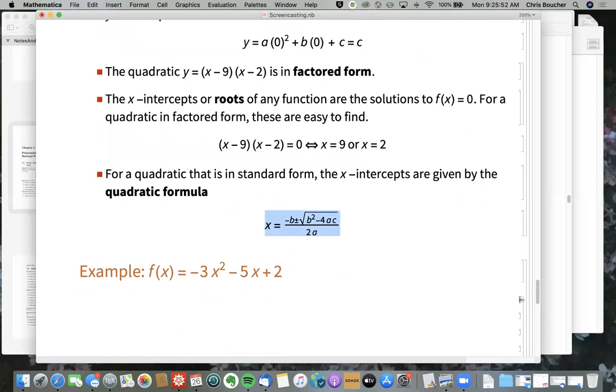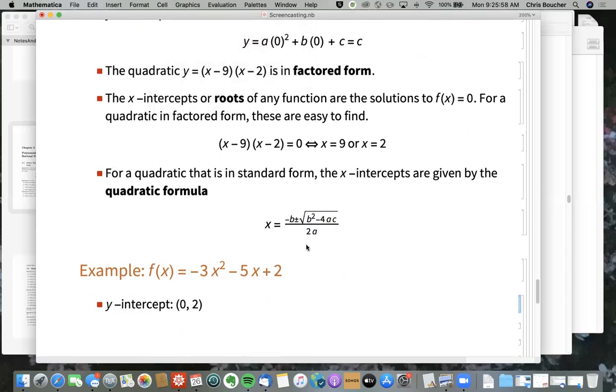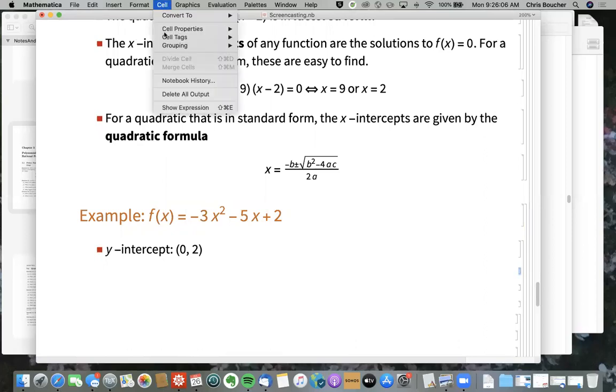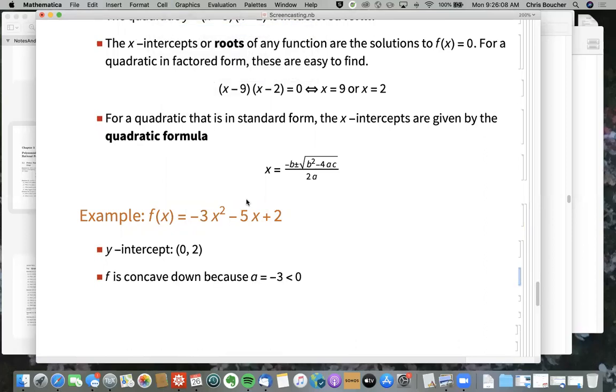So here's an example. F of x equals negative 3x squared minus 5x plus 2. The y-intercept is 0, 2, right? The y-intercept's the easy one. That's just given by the constant term. Let's see what we do next here. It's concave down because the leading coefficient is negative, right? The a value is negative. So there's a number of things that we can recognize right off the bat.